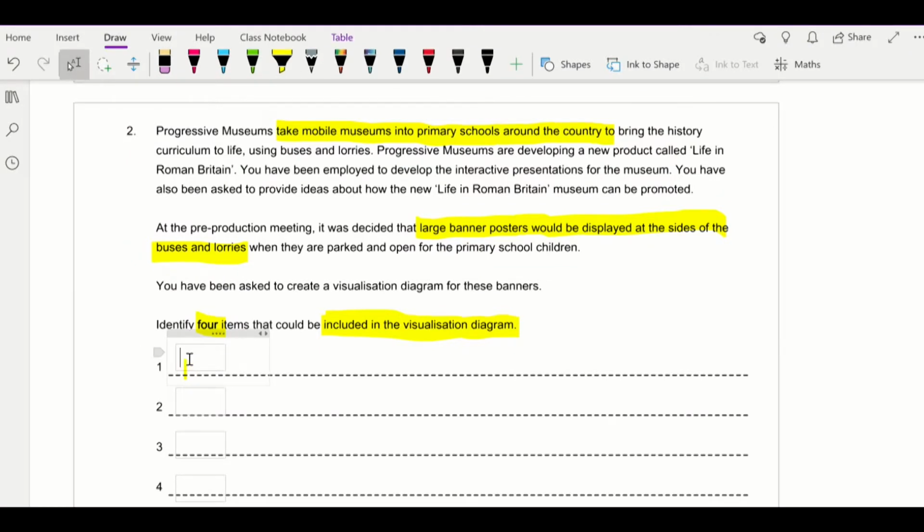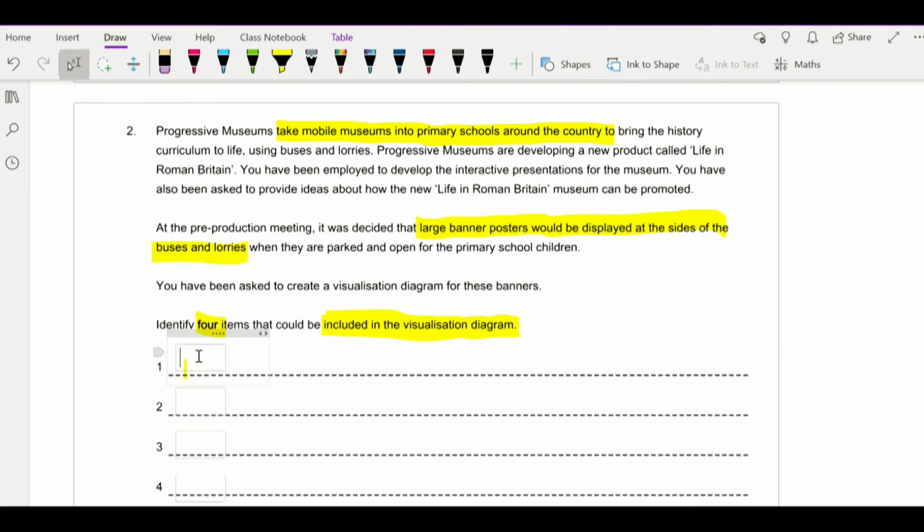So question number 2 is all about visualization diagrams. What they want you to do is identify 4 items that could be included in that visualization diagram. If we look at the actual question, it mentions that they're going to take these mobile museums into the primary schools around the country. They decided that large banner posters would be displayed at the sides of the buses and lorries. So therefore we're thinking about designs for these aspects, aren't we?